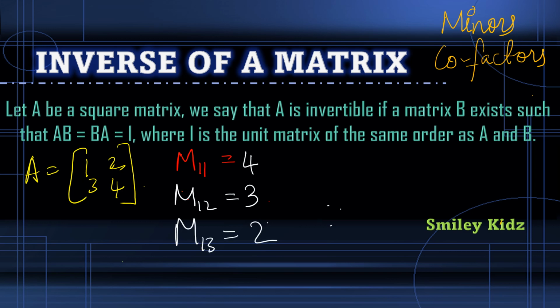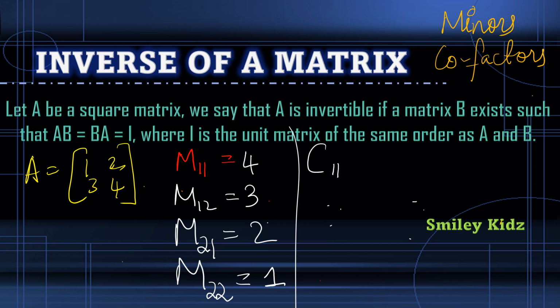Now, certainly, let's cut down 4. Here, you'll have... Wait, hold on. This is M21, not M13. So, this is M21, and then M22. M21 is going to be 2, and M22 will be equal to 1. Here, M resembles minor, minor of 1, 1. All right, these are the minors. Now, what about cofactors? C11, C12, C21, C22. Now, these are cofactors. Let's write them down.